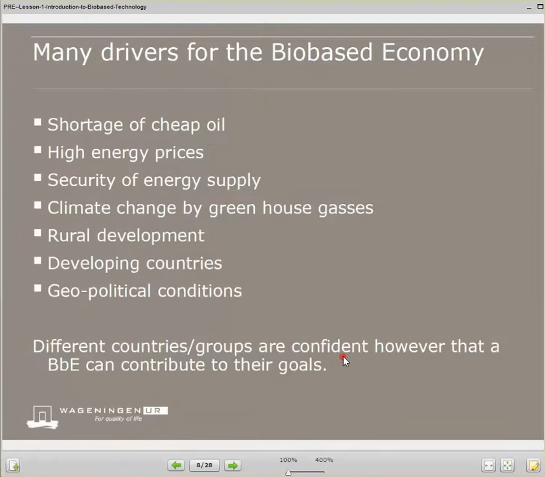So why do we want to go to the bio-based economy? What's the stimulus? There is a shortage of inexpensive oil. Even though very recently there's been a slight dip in the price of oil, this is only a slight dip. If you look at the last 20, 30 years, the price of oil has steadily increased. Energy prices are also increasing. The security of our energy supply is sometimes up for debate.